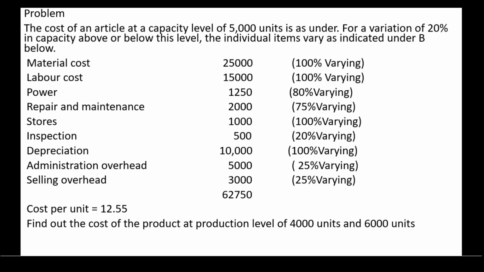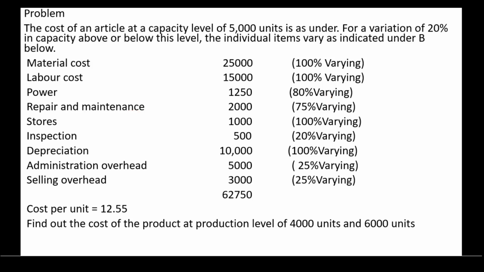The first one is the material cost, that is 25,000. It is 100% varying. There is no fixed part. The labor cost is also 15,000, here also 100% variable, with no fixed part. Power is 1,250. In this amount, 80% is varying and the remaining 20% is treated as fixed.